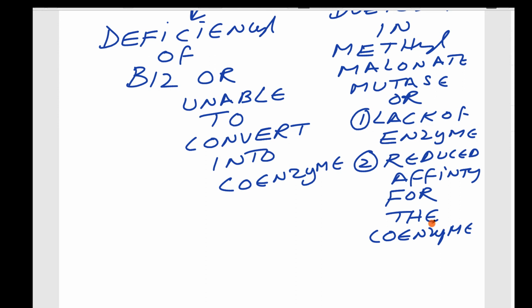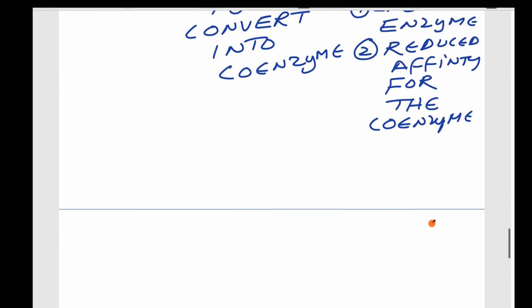Methylmalonic acidemia may be acquired or hereditary. Acquired: deficiency of B12. Hereditary: lack of enzyme, absence of enzyme, or defect in the enzyme, or there may be decreased affinity between enzyme and coenzyme. What are the consequences?